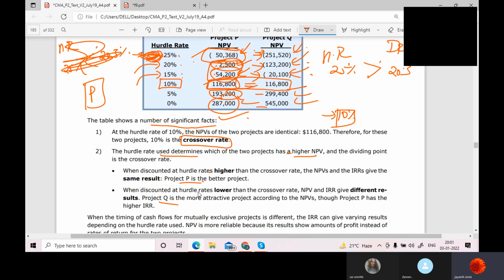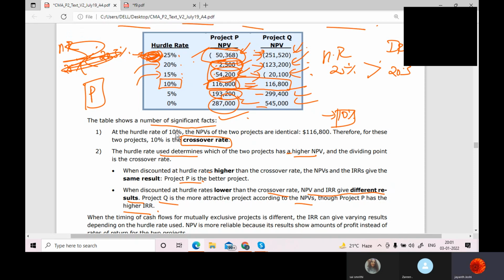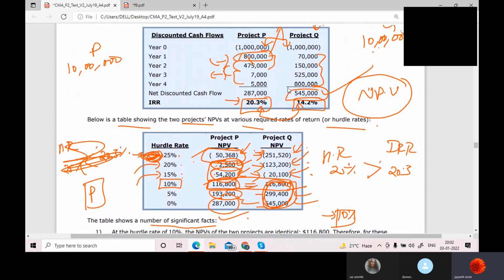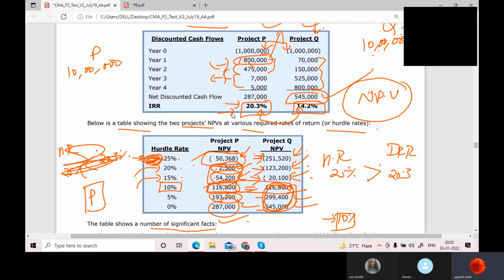Because when discounted at hurdle rates lower than the crossover rate, NPV and IRR give different results. Project Q is a more attractive project according to NPVs, though project P has a higher IRR. You can see here it looks more attractive, but what about the IRR? You see here, this has a higher IRR.